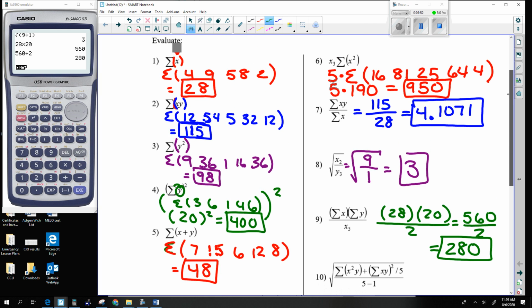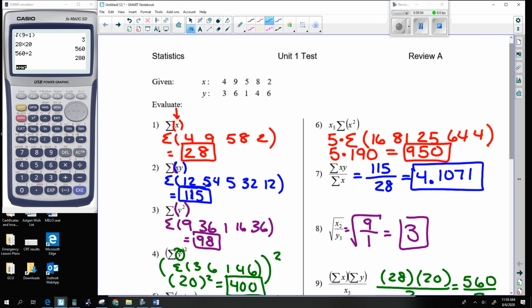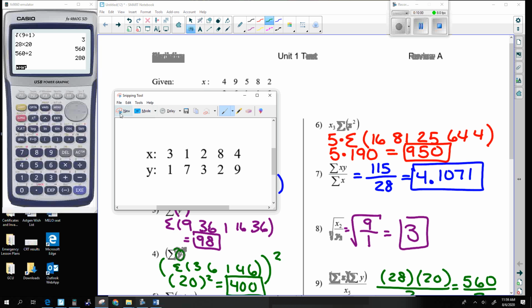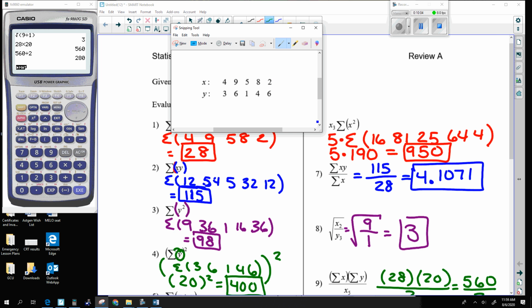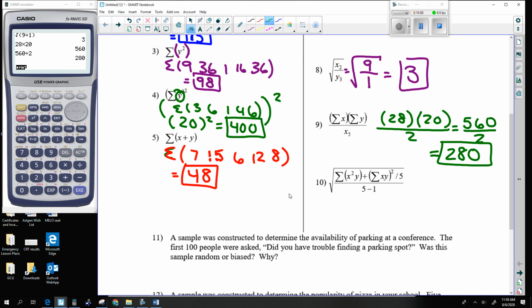Number 10. How am I going to do this? Here's what I'll do. Take a snip. Kind of work off of here.